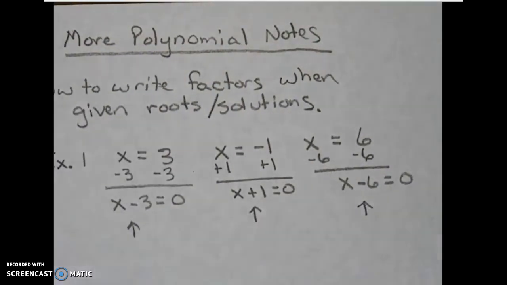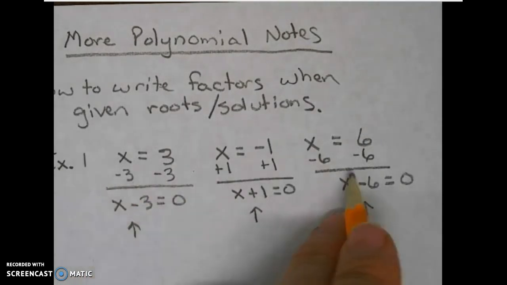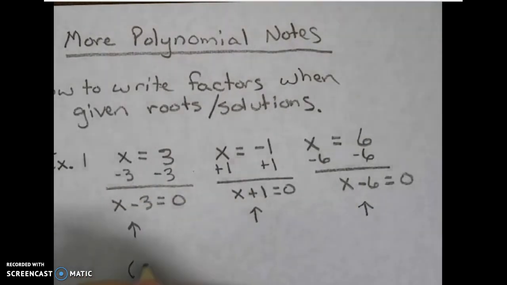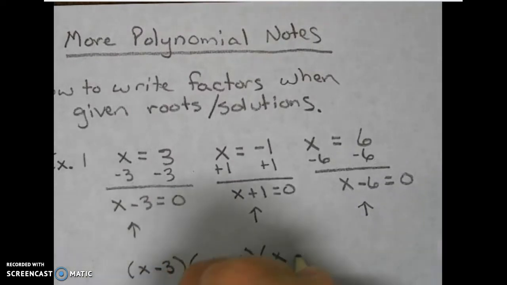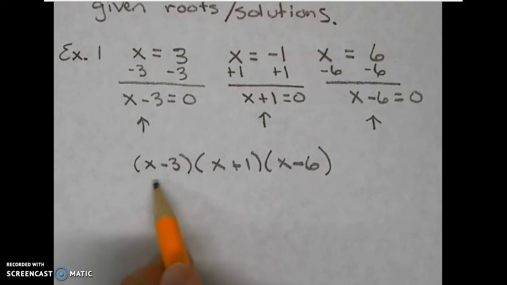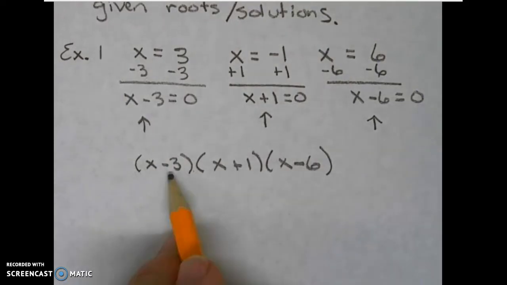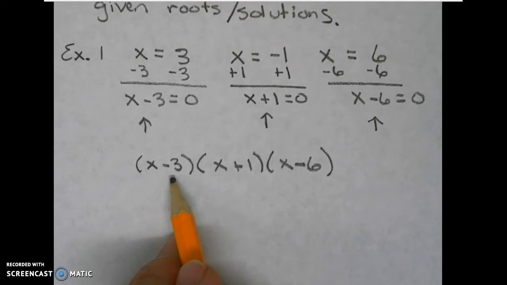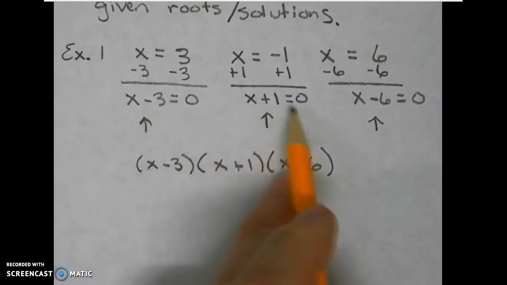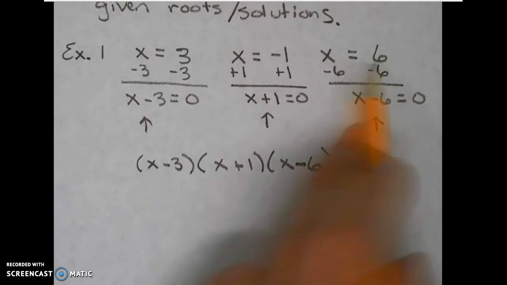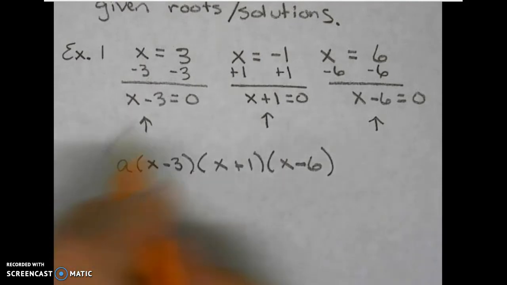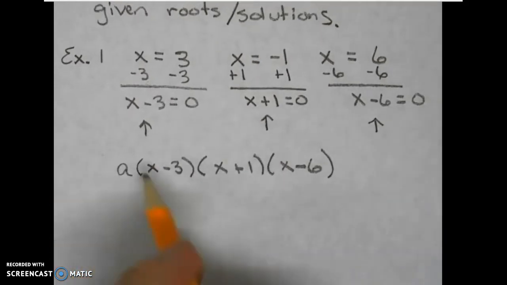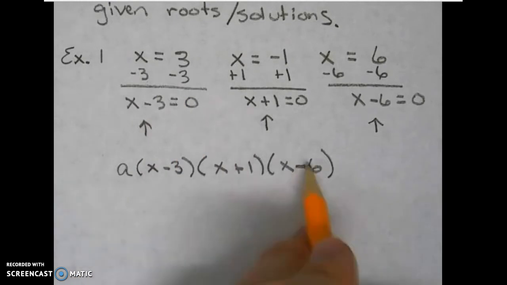So if I wanted to write the factored form for this, we would write x minus 3, x plus 1 times x minus 6. Okay? Now, this isn't necessarily going to be the polynomial that these solutions represent, because we don't know what the a value is. So this is basically showing you how to write the factors from the solutions.